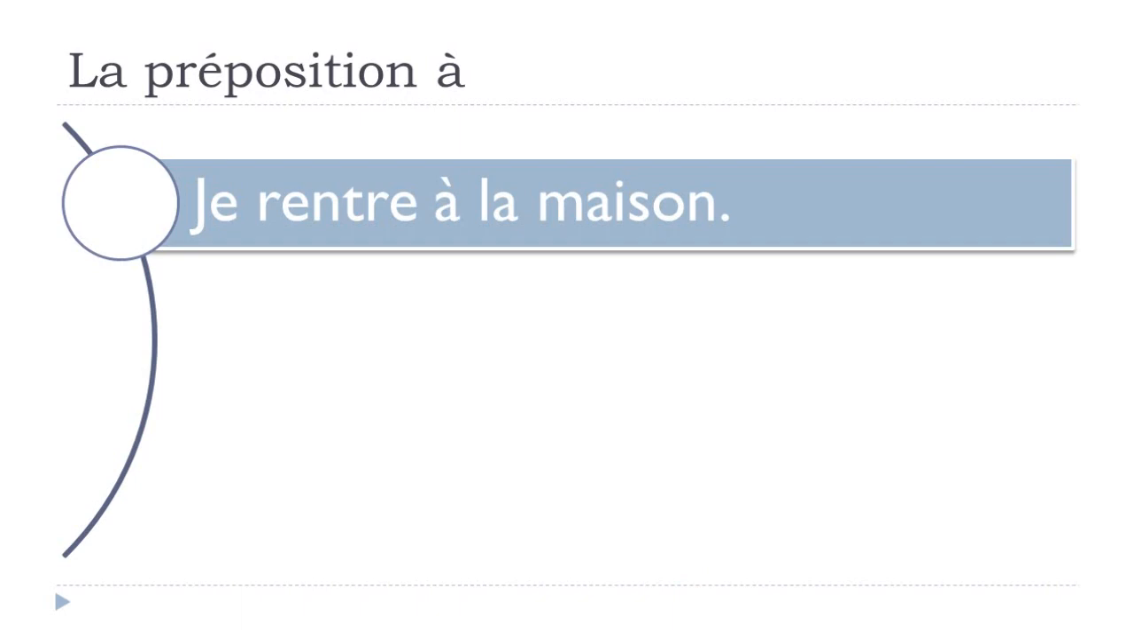A few examples. Je rentre à la maison. Okay, so in that case, rentrer is to go back. All right, so je rentre à la maison. And when we want to introduce this concept, then we should use this à la maison. Je rentre à la maison.